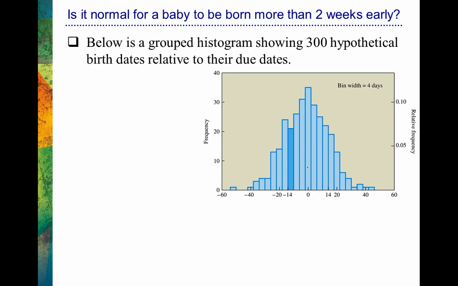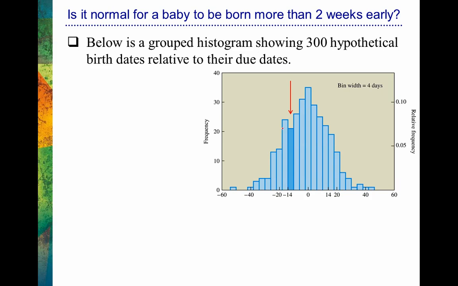So for example, this bar right here represents babies that are born up to 2 days after their due date or 2 days before. And we can see that most babies, when we're looking in here, are born somewhere right around their due date. It's pretty rare to find babies that are born way late, and it's rare to find babies that are born very, very early.